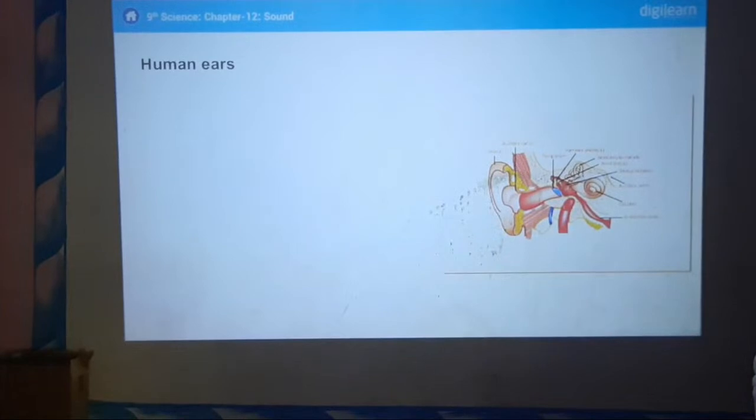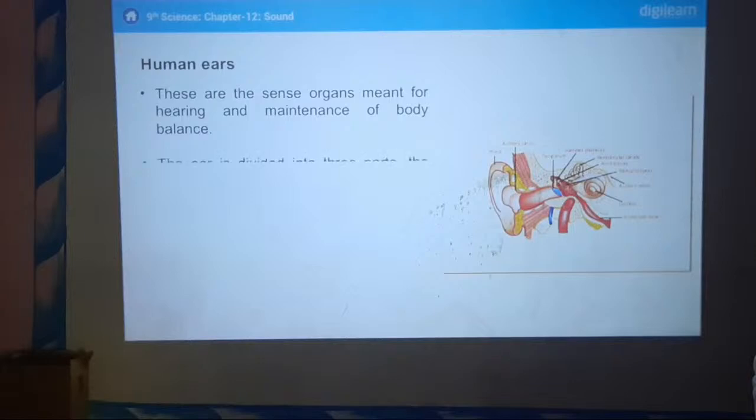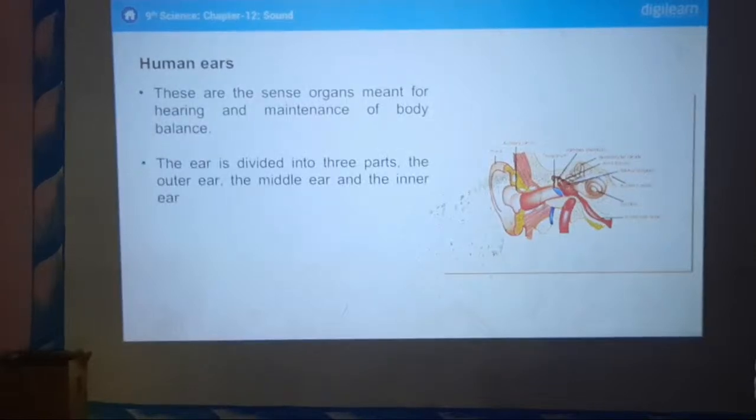Human ears. These are the sense organs meant for hearing and maintenance of body balance. The ear is divided into three parts: the outer ear, the middle ear, and the inner ear. The inner ear is enclosed in a bony cavity of the skull.